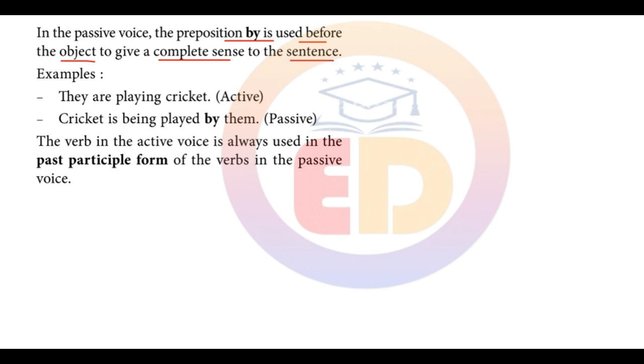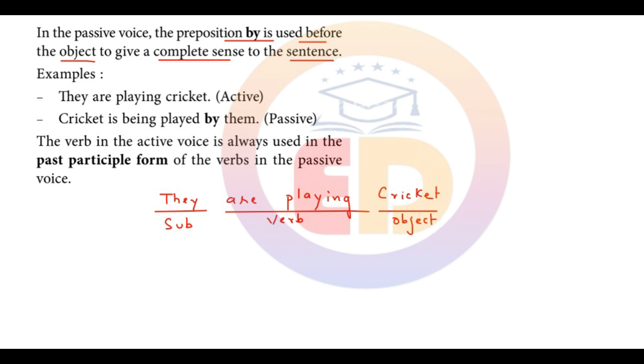Let's understand this through an example. They are playing cricket. In this sentence, they is the subject, are playing is the verb, are is helping verb, playing is main verb, cricket is the object. Now in this sentence, they, which is the subject, is performing the action, so this is the active voice.